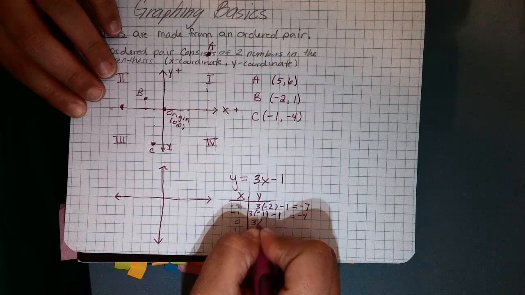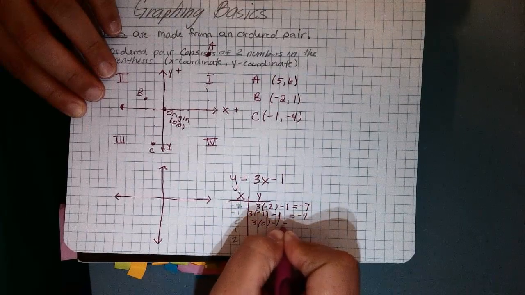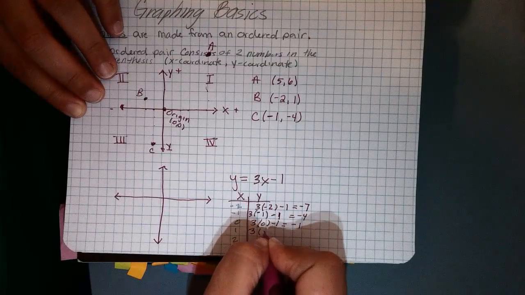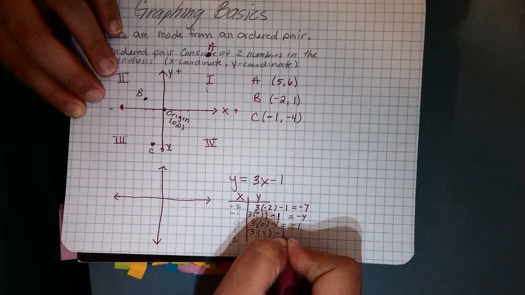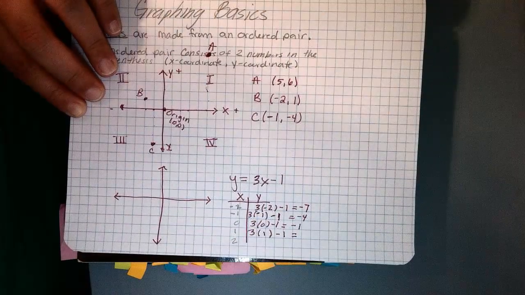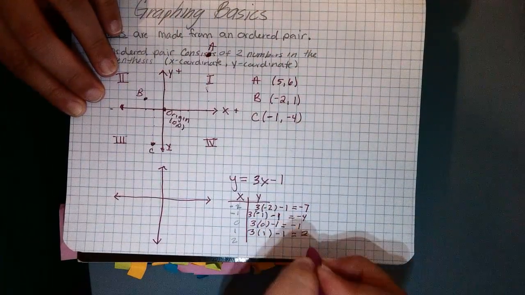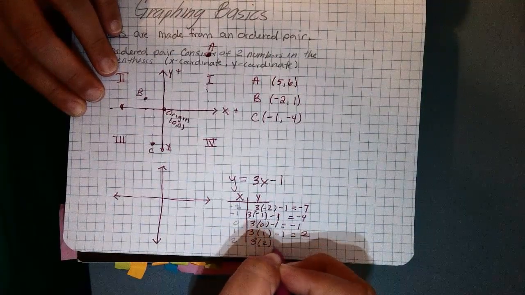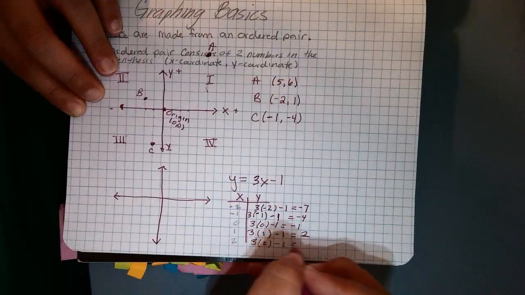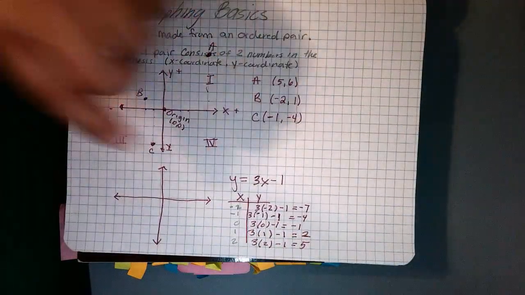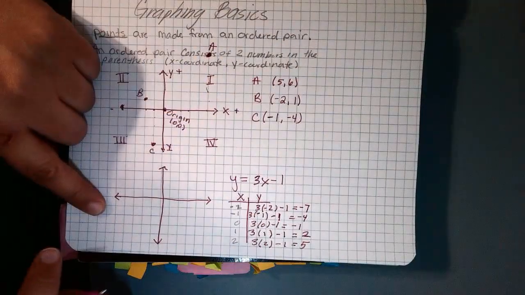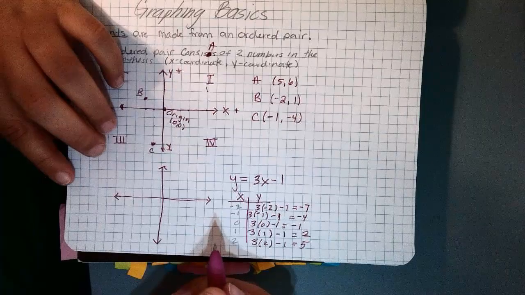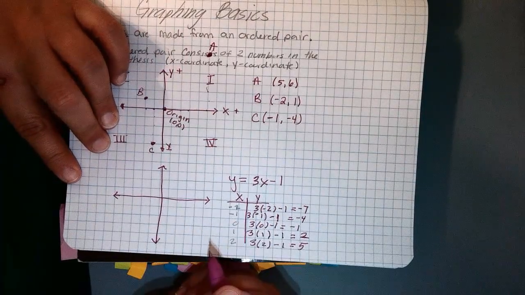When I plug in 0, you have -1. And then you're just going to continue to plug in these points to find your corresponding y value. So plugging in 2 here gives me 5. So now we have the x values and the y values. I could graph those points, connect them on the graph, and then have an accurate, in this case, linear function.